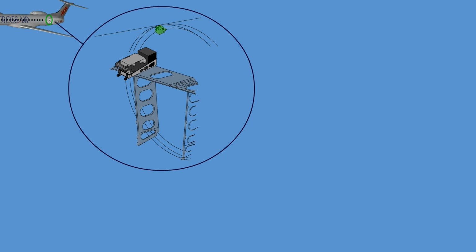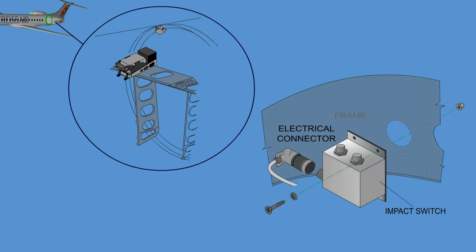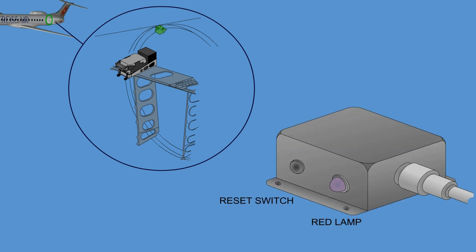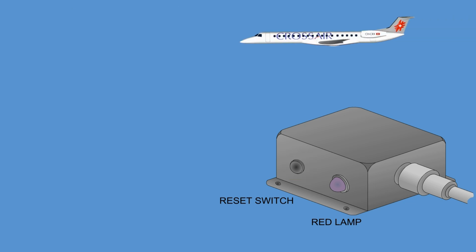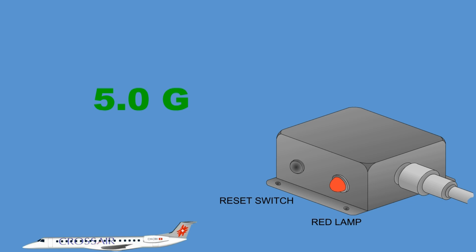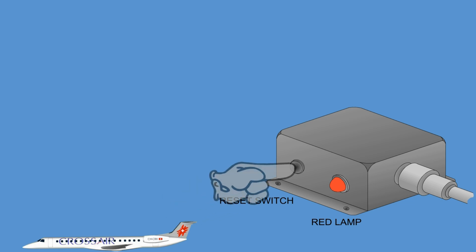An impact switch is installed next to the cockpit voice recorder to cut the power supply to the solid-state cockpit voice recorder unit in the case of an aircraft crash. This unit has a red lamp and a reset switch. The red lamp will light up when 5 Gs is exceeded. When the reset switch is pressed, the red lamp goes off and the subsystem goes back to the normal condition.